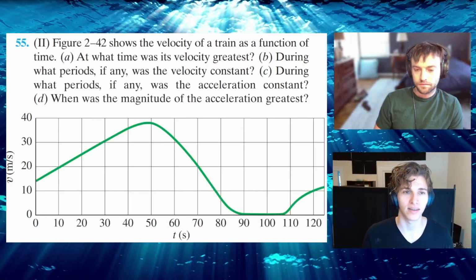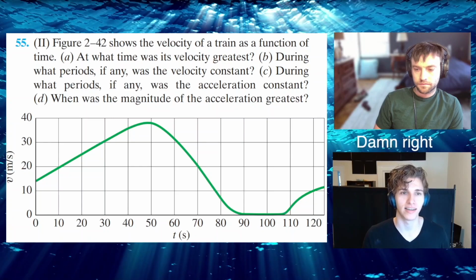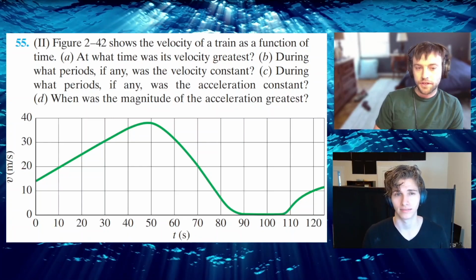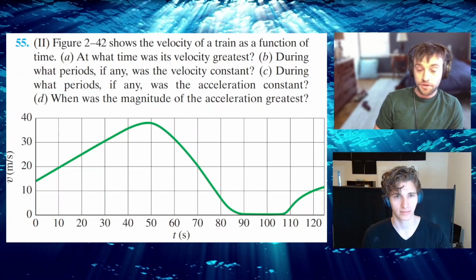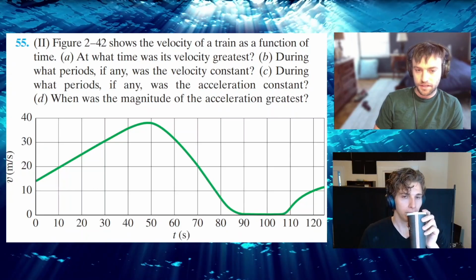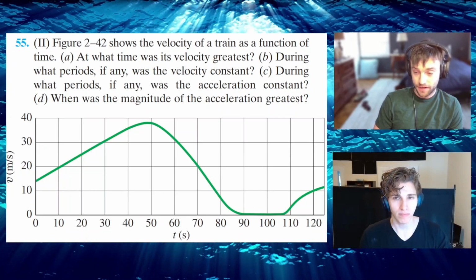And we're back with Matt the Muscle Mashad. Matt, can you read number 55 up to part A? Figure 2 through 42 shows the velocity of a train as a function of time. At what time was its velocity greatest?